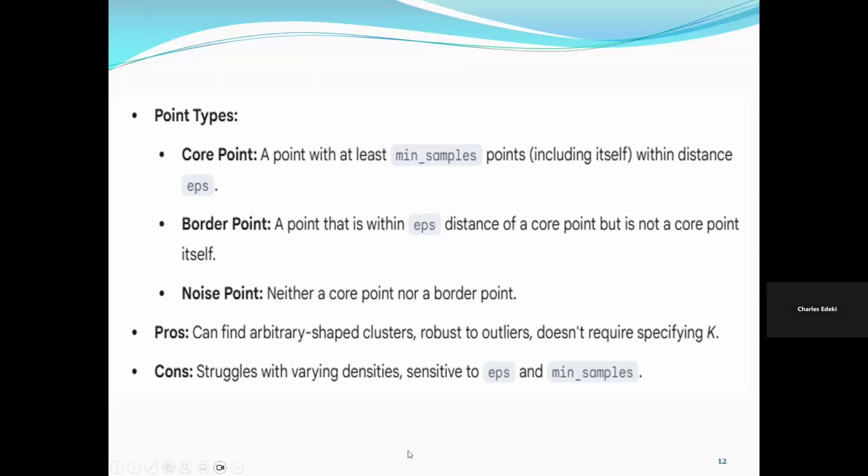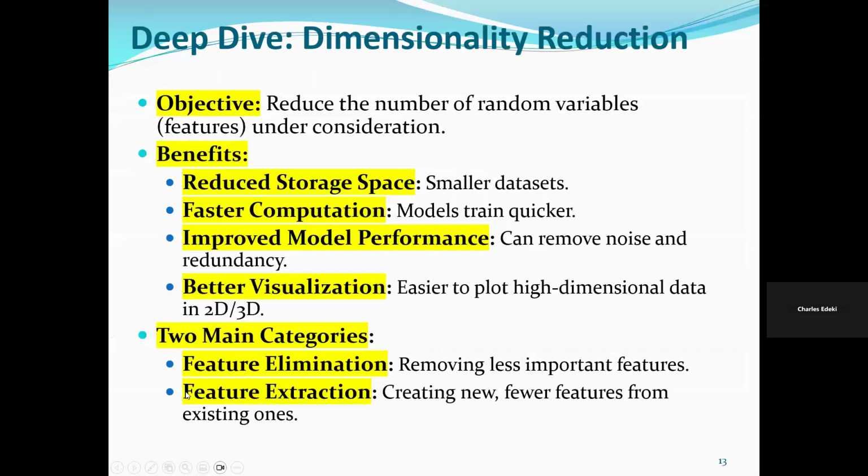As we said earlier, the cons are also difficulty in handling clusters with different or varying densities. As we mentioned, it is also sensitive to parameter choice. Here we talk about the epsilon and the min samples, the key parameters.